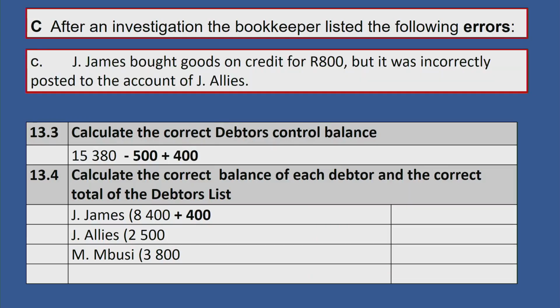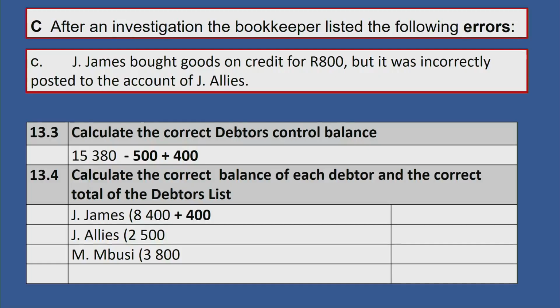Number C. I did warn you that I'm going to go fast, okay? So it's just C, D, E, then we can say goodbye, and then go over this again and again and again, and remember those questions to your teacher tomorrow, okay? Right. James bought goods on credit for 800. It was incorrectly posted to Alice. Please circle that quickly.